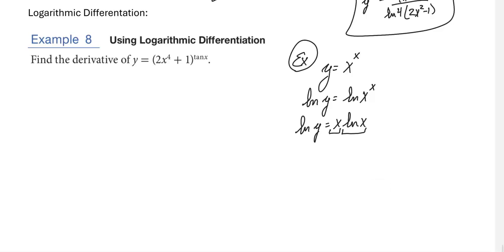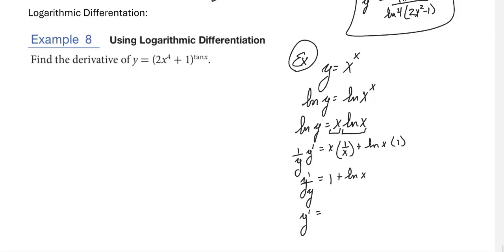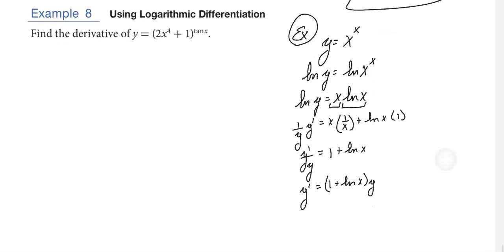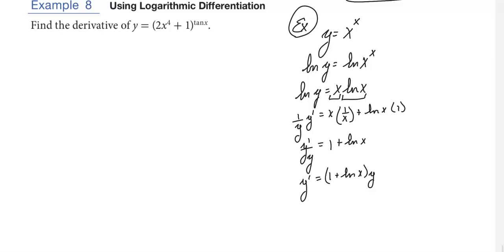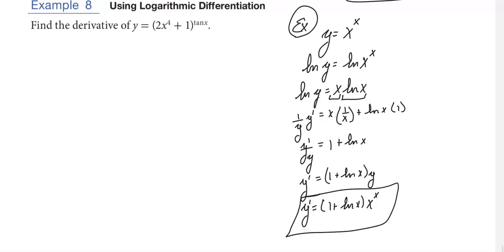The ln of y, when I take the derivative, is going to be 1 over y times y prime. This is a product rule, so it's first times derivative of the second plus second times the derivative of the first. And then I'm going to clean this up. And then I'm going to get y prime by itself. That's always the goal. So to do that, I'm going to have to multiply both sides by y. And then remember, we have a substitution for y. We said in the beginning y was equal to x to the x. So there's the derivative of x to the x. It's 1 plus ln of x times x to the x.